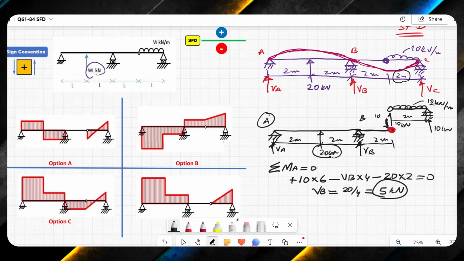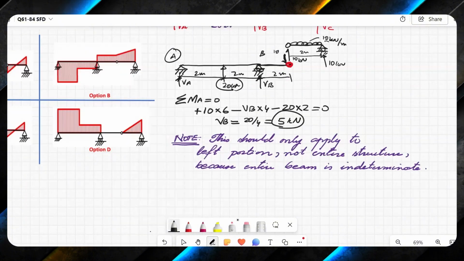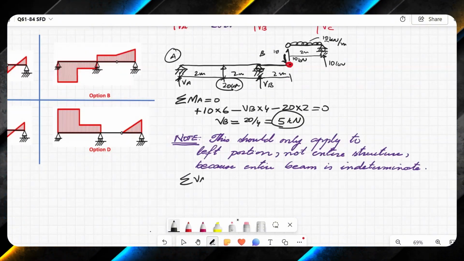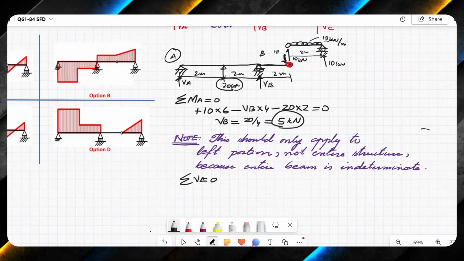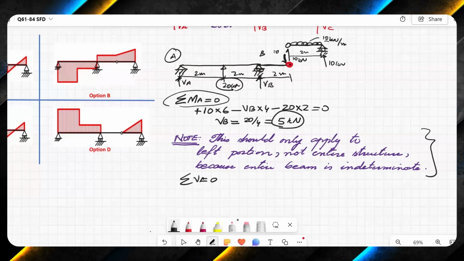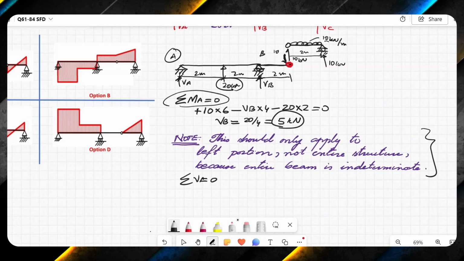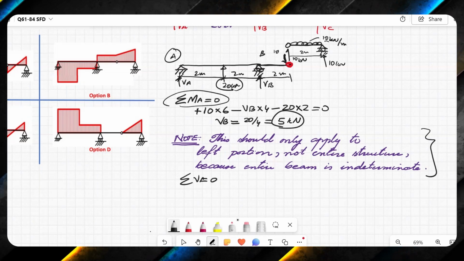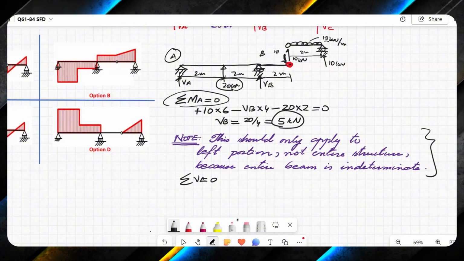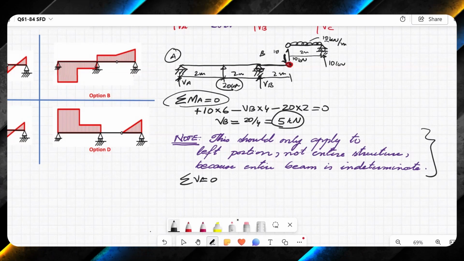If VB is 5, then I will say summation of all vertical forces equal to 0. Now here you have to note a very important thing. I have to say summation of vertical forces is equal to 0, and here summation of moment as well. Note that these things only apply to the left portion, not the entire beam. The entire beam is an indeterminate structure, and we are dividing it into two segments where we have a pin. So when I divide it at a pin, it turns into two determinate structures.